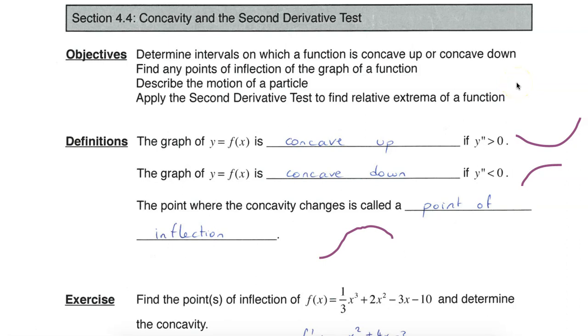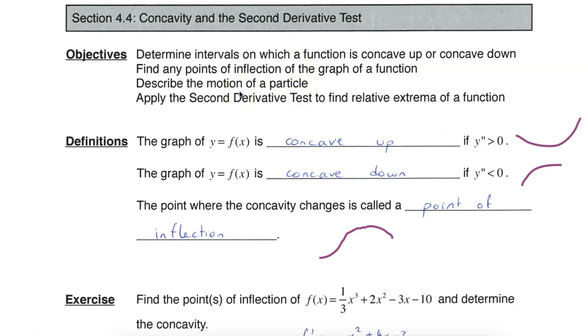Hello! In section 4.4 we will talk about the second derivative and some of its applications. There's actually 4 applications that we will discuss. One is concavity, concave up or concave down. One is points of inflection, and we'll talk about what these terms mean in a minute. Then there is acceleration, we've already seen that.